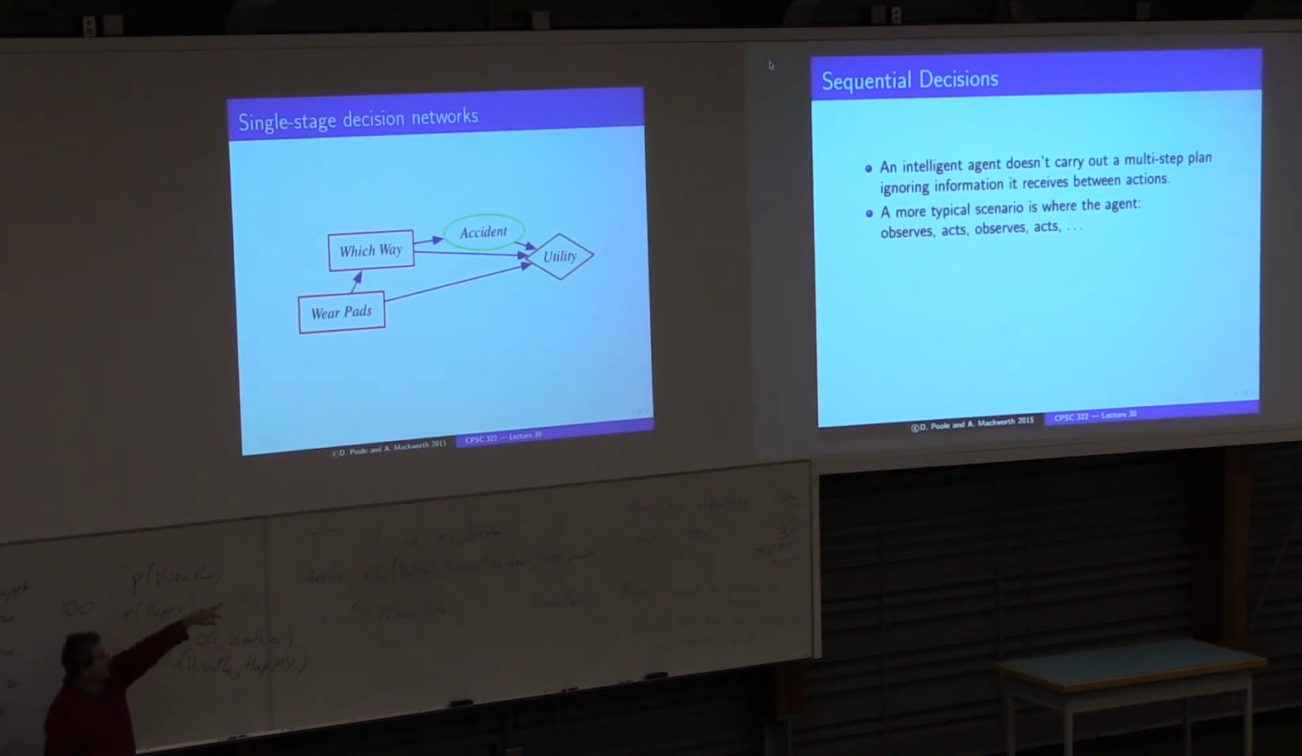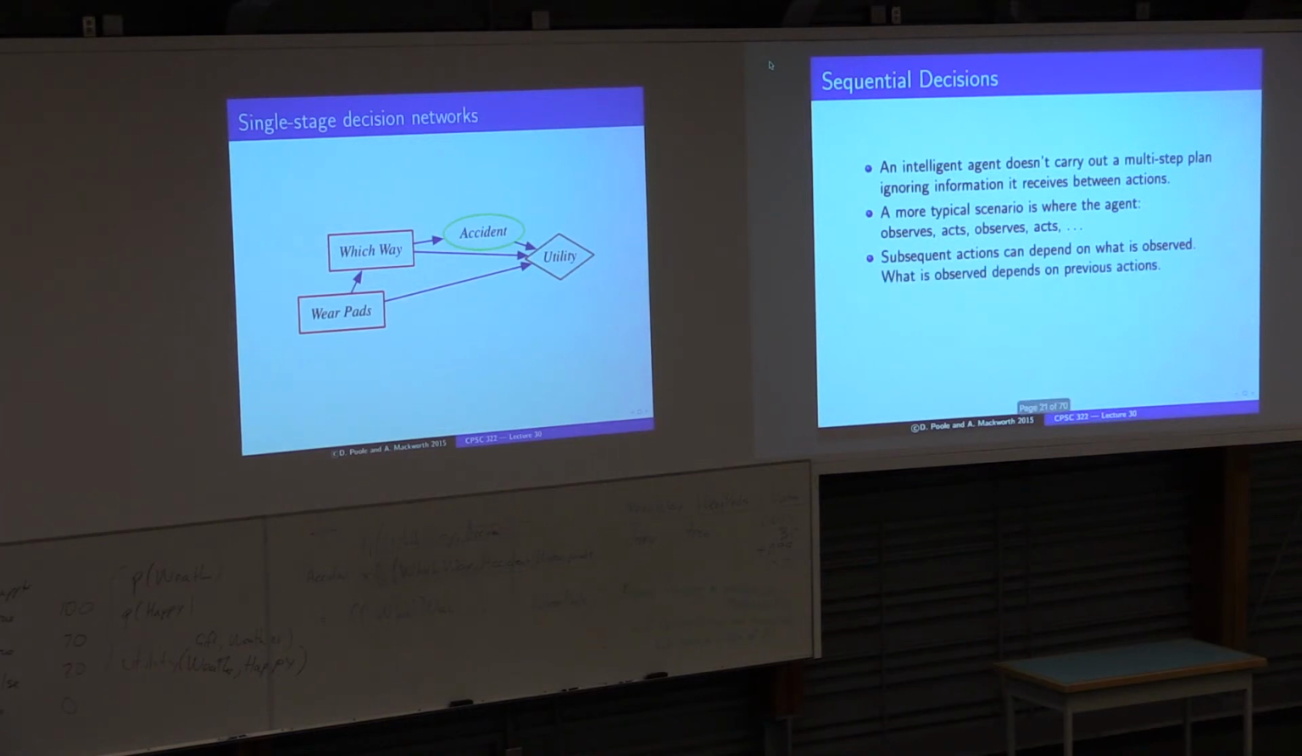And now, previously we just did this one here, did all of our acting up front. In the world one, we typically want to observe and act, and observe and act. It's interesting because what I do subsequently depends on what I observe, because I'm assuming I'm going to observe the world. What's observed depends on previous actions. So what I'm going to do depends on my previous actions, but there are probabilities involved in here.